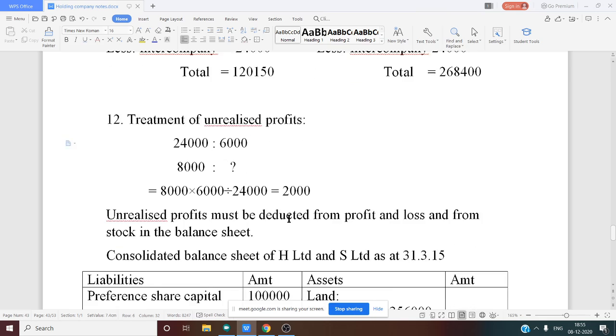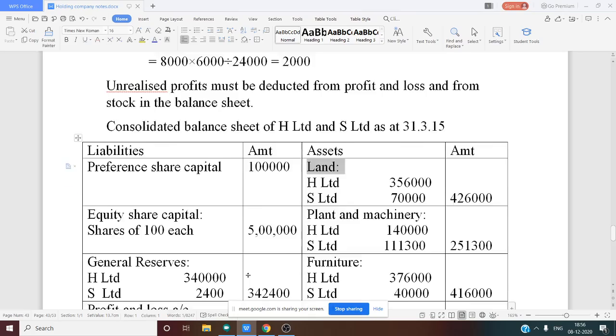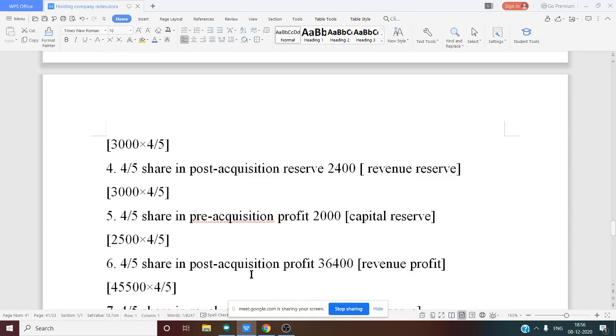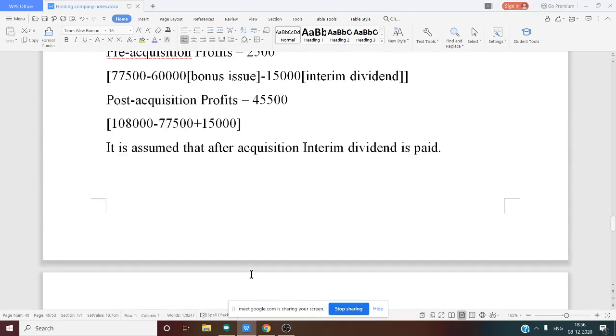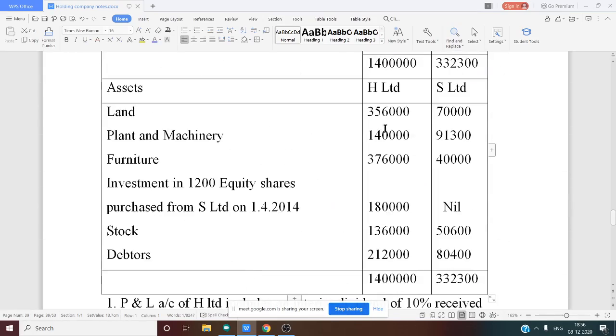So after this we can easily do the consolidated balance sheet. Consolidated balance sheet means, we know, a combined balance sheet of the holding company and subsidiary company. So now land, plant and machinery. First thing we have to see is the land information. So once again we have to see the question, because there they have mentioned what the land for holding is and what the land for the subsidiary company is. See this: land for holding 3 lakh 56, land for subsidiary 70, plant and machinery for holding 1 lakh 40, for subsidiary 91,300, but there is an adjustment now.